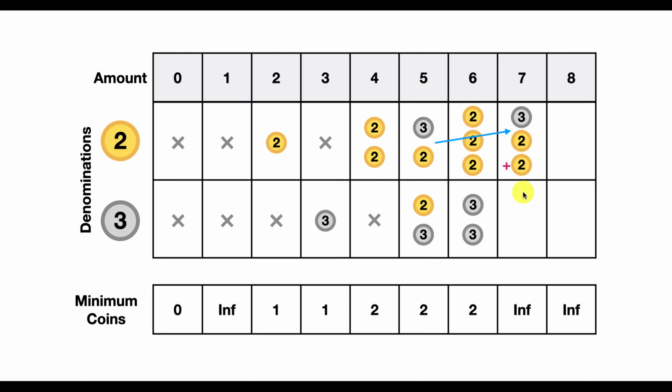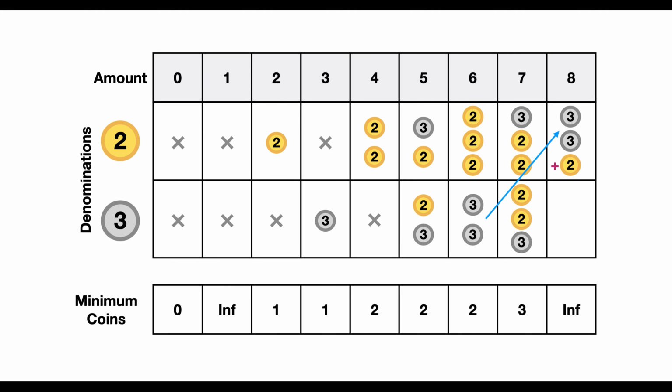Then we go to 7. We take 7 minus 2, which gets us back to 5. It took 2 coins to get to 5. We add 1 additional coin, which is 2. So this is 3 coins to get to 7. Then we take 7 minus 3. That gets us back to 4. 4 took 2 coins. When we add 1 additional coin, that's also 3. So the solution to this subproblem is 3.